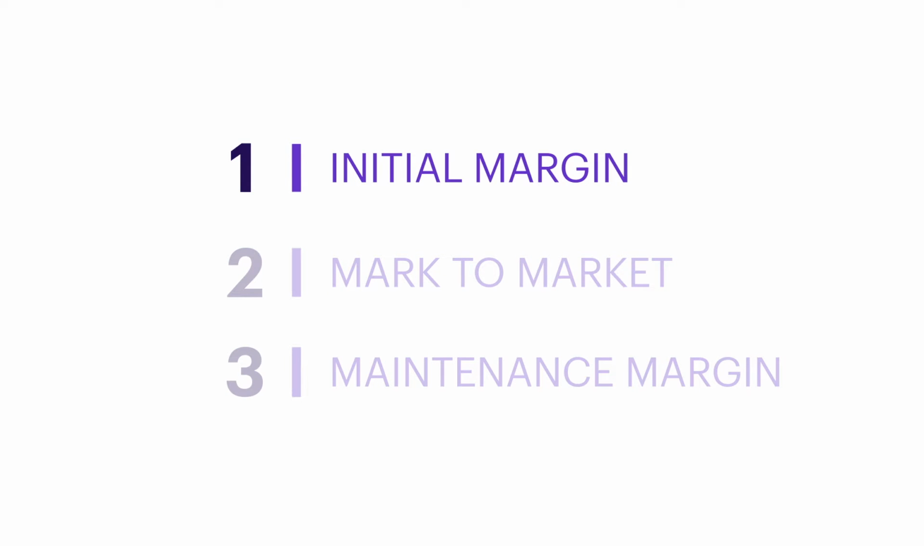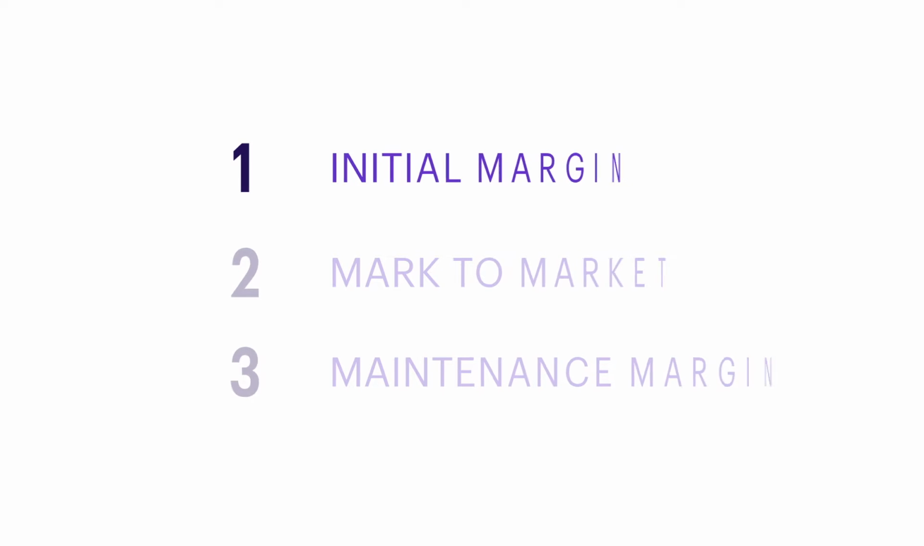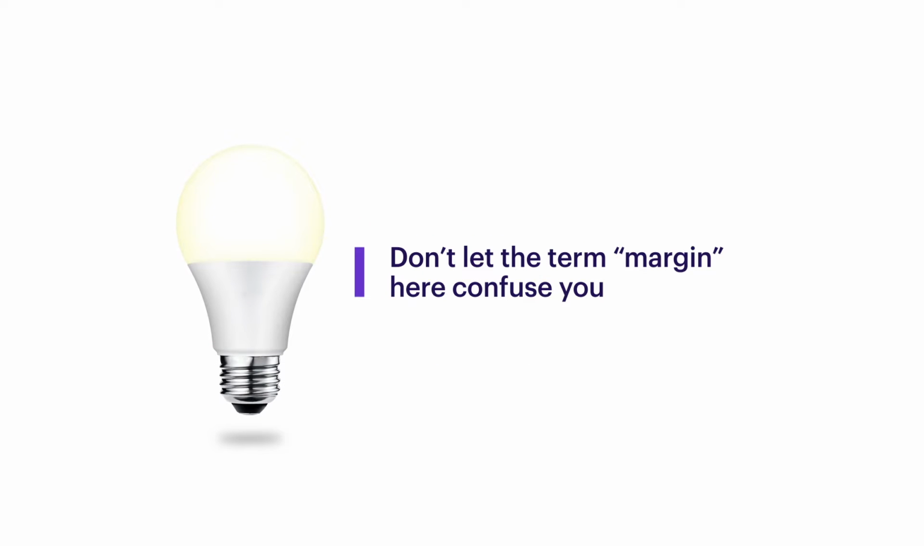The first thing to understand about trading futures is the concept of initial margin. Initial margin, which is set by the exchange, is the amount of cash you need to have in your futures account to open a long or short position for one futures contract. It's important to note that it's the same amount whether you plan to buy or sell one contract. Don't let the term margin here confuse you.